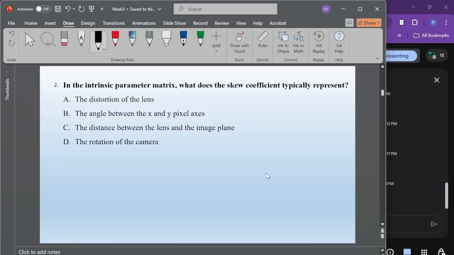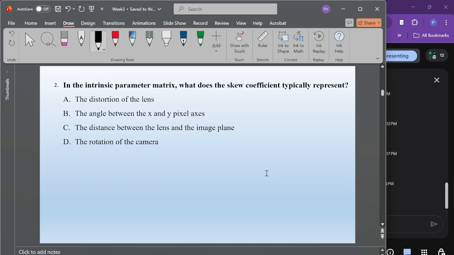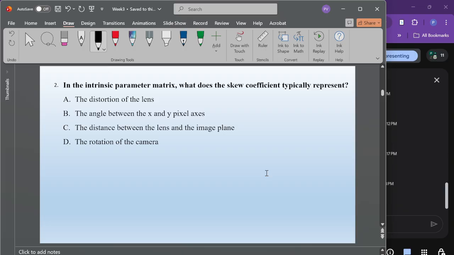Okay, so let's see the detailed solution for this question. Here our option A is the distortion of the lens. Basically the distortion of the lens represents the distortion coefficients, that is the radial and tangential, which are distinct from the linear transformation of the intrinsic matrix. So it is not a representation for the skew coefficient.